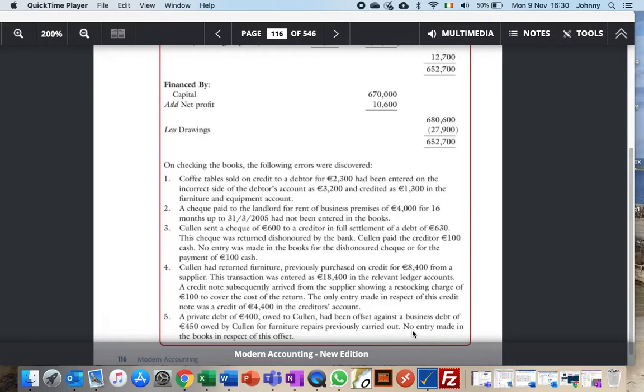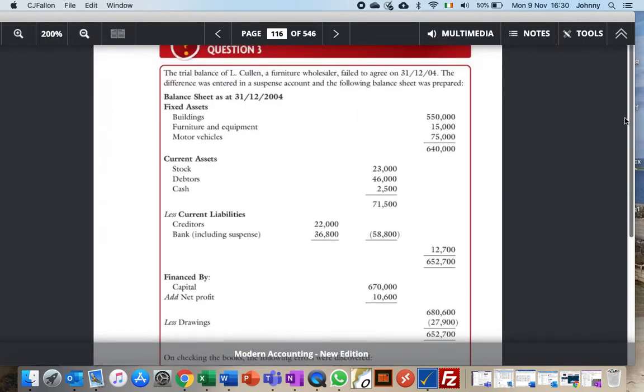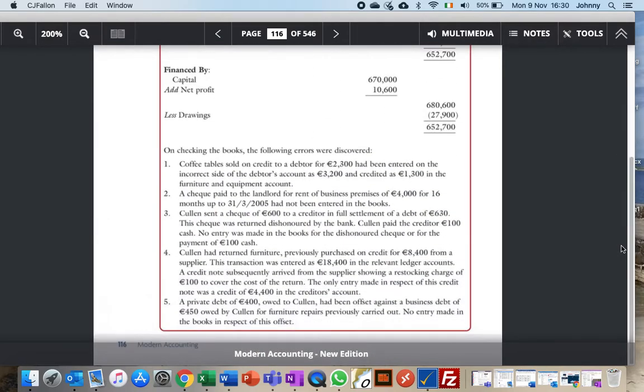So for the first one, coffee table sold on credit to a debtor. I'm just going to quickly check what type of business this person is in. At the top of the question, it says this person is a furniture wholesaler, so coffee tables is something that they would normally buy and sell, so that would be purchases or sales. It wouldn't be furniture and equipment, which is what we would have to use if that wasn't this person's business. It was put on the wrong side of debtor's account and credited 1-3 in the furniture equipment.